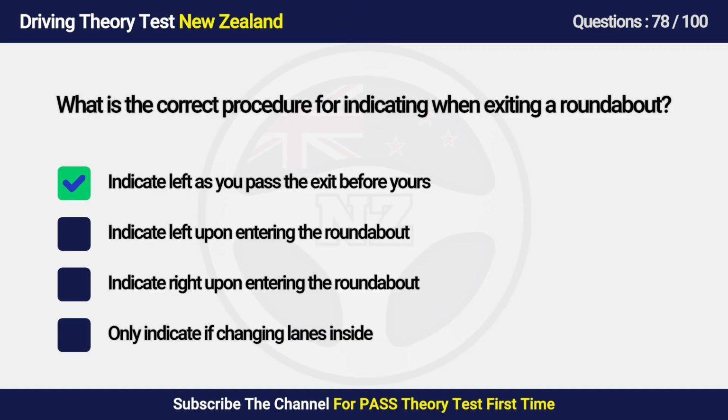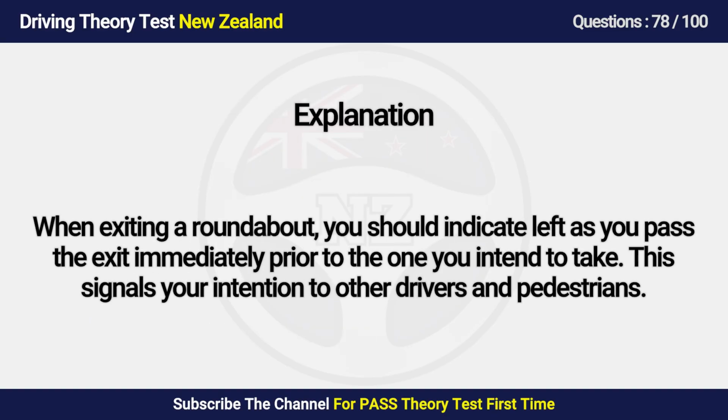Answer is A. Indicate left as you pass the exit before yours. When exiting a roundabout, you should indicate left as you pass the exit immediately prior to the one you intend to take. This signals your intention to other drivers and pedestrians.